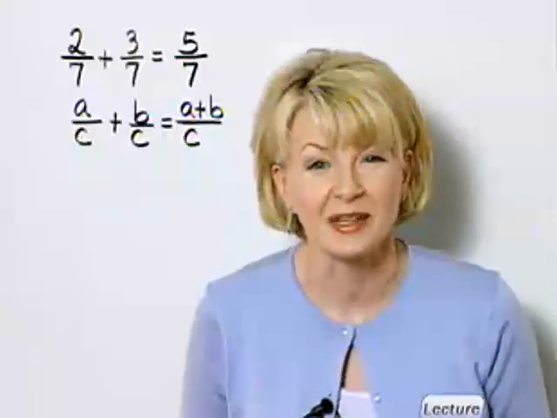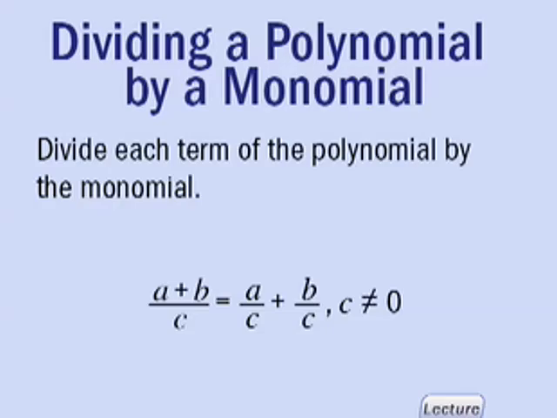Let's look at the following. So this is dividing a polynomial by a monomial. We divide each term of the polynomial by the monomial. In other words, a plus b all over c is equal to a over c plus b over c, as we talked about a moment ago. Let's try that with the following.